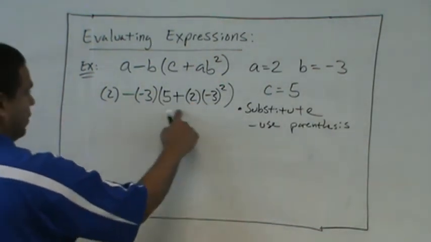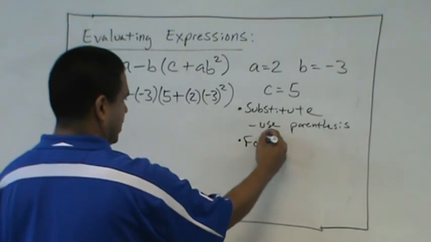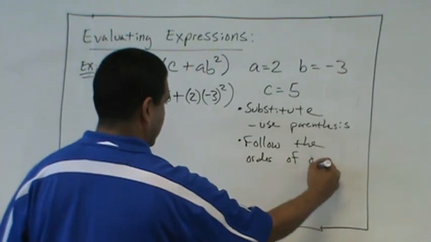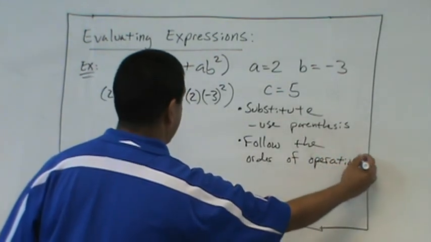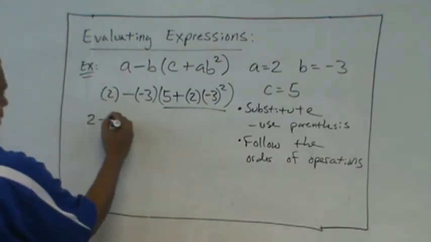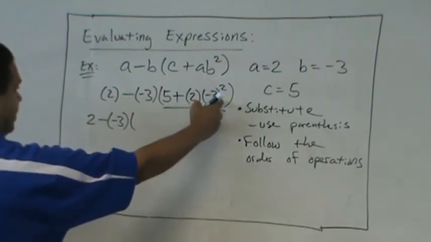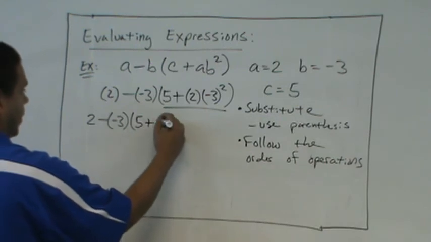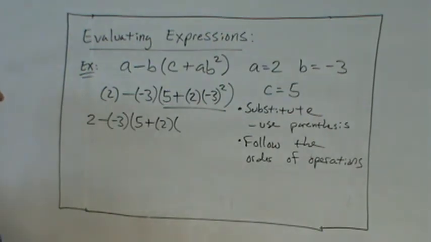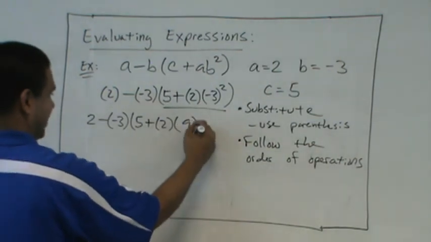So if we follow our order of operations, where do we work first? Inside the parentheses. So we still follow the order of operations. Don't just throw those out the window. We work inside the parentheses. Inside those parentheses, what would we do first? The exponent. And negative 3 squared is what? Positive 9 or negative 9? Positive 9. Positive 9, very good.